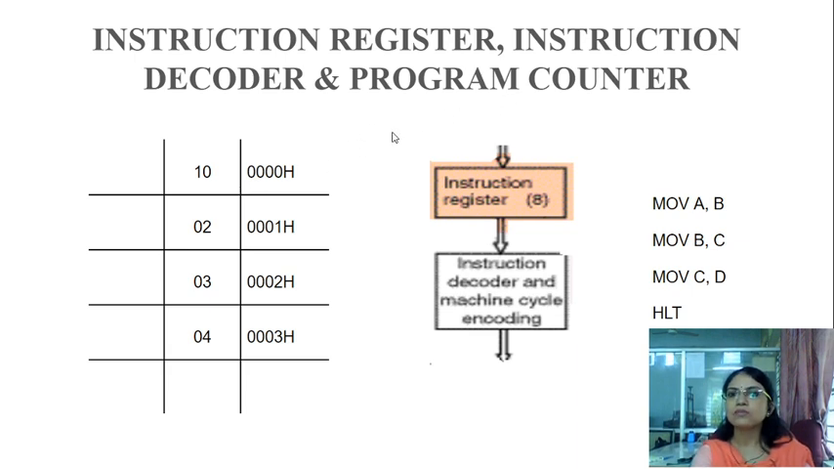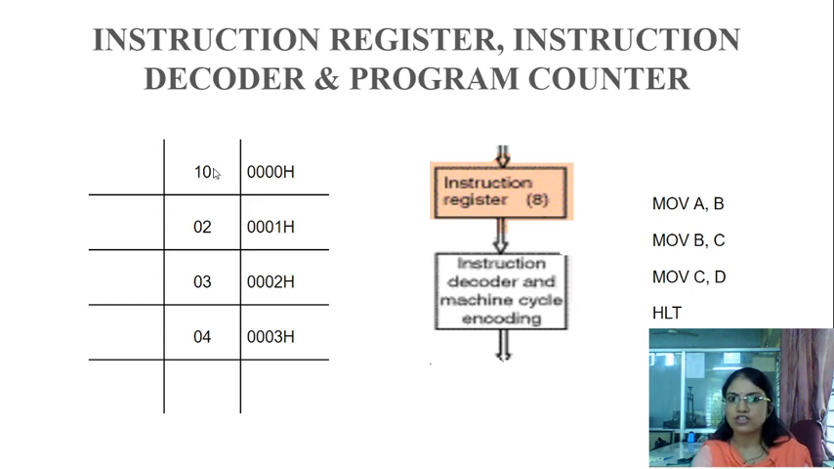As soon as this address comes into the program counter, after that this 10H, which is nothing but the opcode of move A comma B, is fetched into the instruction register. When this address is available in the program counter, the content inside that memory location, the opcode of move A comma B, is given to the instruction register. The instruction register has 8 input lines and 8 output lines. It indicates that it will store 8 bits of content, and our opcode is also 8-bit content.